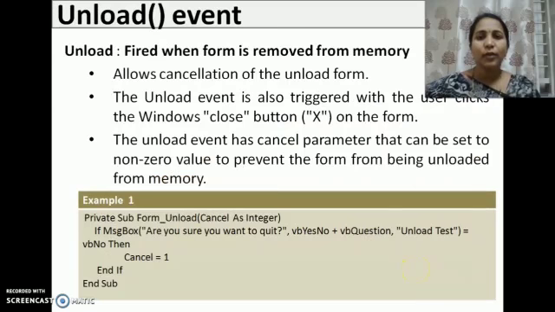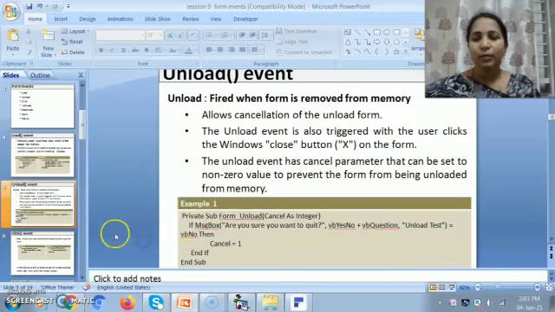Next we'll see the unload event, and this event is fired when a form is removed from memory, for example when you click on a cancel button. You can see Form_Unload has a parameter, Cancel as Integer, and actually this is a non-zero value. Under this unload we have a message box, and in the message box you are asking the user whether they want to close the form or not. This I'll show with an example.